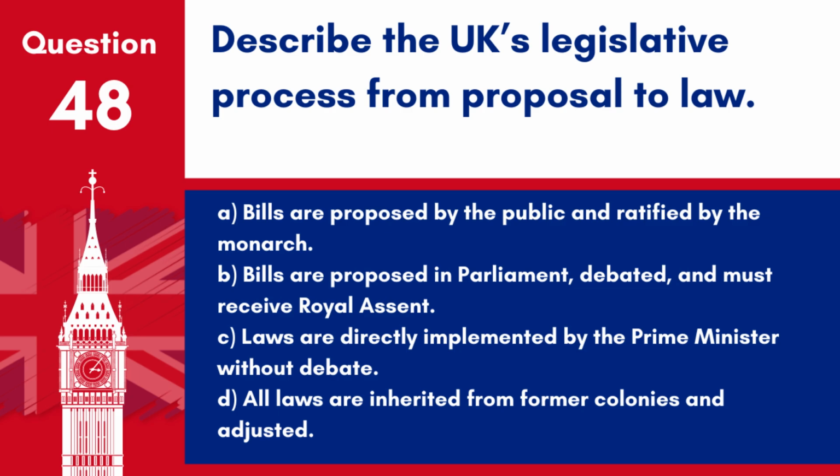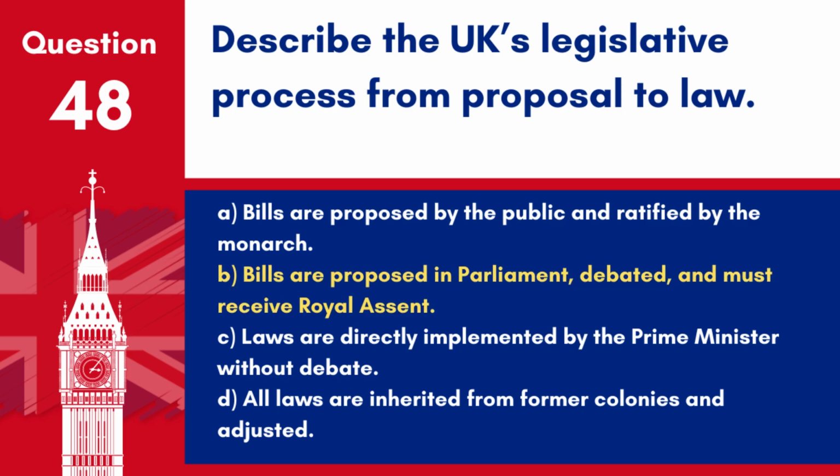Question 48. Describe the UK's legislative process from proposal to law. A. Bills are proposed by the public and ratified by the monarch. B. Bills are proposed in Parliament, debated, and must receive royal assent. C. Laws are directly implemented by the Prime Minister without debate. D. All laws are inherited from former colonies and adjusted.